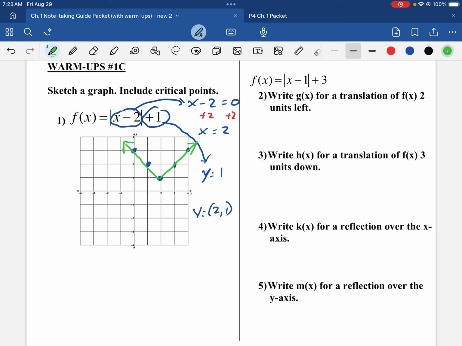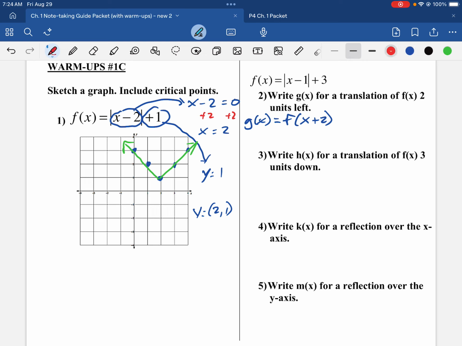Okay, on the next slide, let's look at writing some functions. So I'm going to be writing function g in all of these. So g of x on this first one, it says we're going 2 units to the left. So I'm going to take function f and do something to it. When we're going left and right, we're adding and subtracting to the input inside the parentheses in function notation. So 2 units to the left is going to be f of x plus 2. If you're adding, it goes to the left. If you're subtracting, it goes to the right. It's a little bit backwards of how you might think it would be, but that's how it works out, okay?